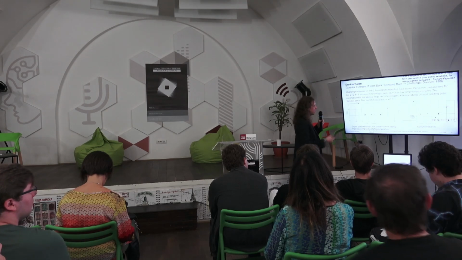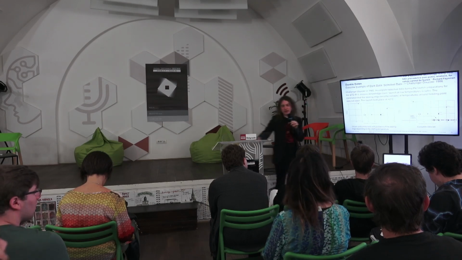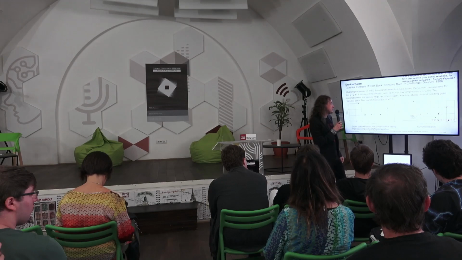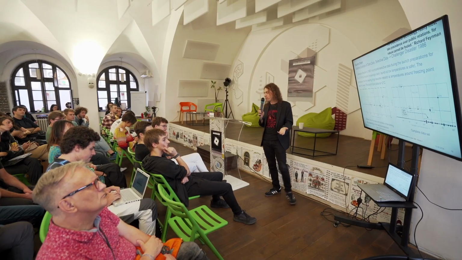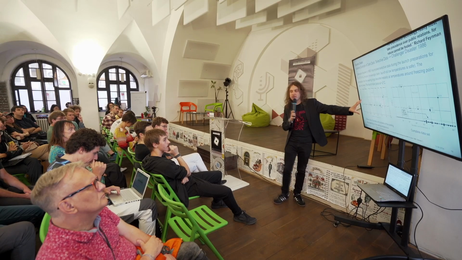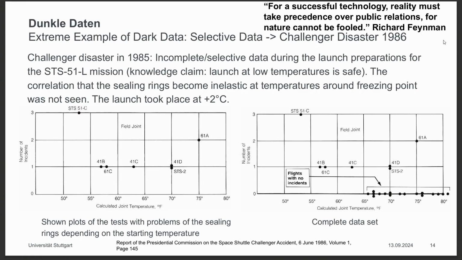The thing is, if you had seen the complete data set, it would have been a completely different story, because in the complete data set there would also have been the flights with no incidents down here. And with that in mind, I would come to another conclusion. Maybe I would focus more on a region at higher temperatures. But this was just the data that was presented. So there was selective data during launch preparations. And the claim was that launching at low temperatures is safe. And the correlation that the sealing rings became inelastic at low temperatures was not seen. The launch was done at 2 degrees centigrade. And the other thing we've heard already, that it exploded.